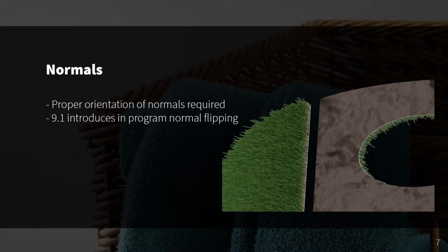Previously, adjustments of normals needed to be made within your modeling software of choice. However, in 9.1, normals can be flipped in program. Here you can see an example of a model that has normals mapped incorrectly, which is causing the fuzz application to be inverted on the body to the right. If this was an enclosed object, you would not be able to see the fuzz and may assume that your fuzz application did not work.